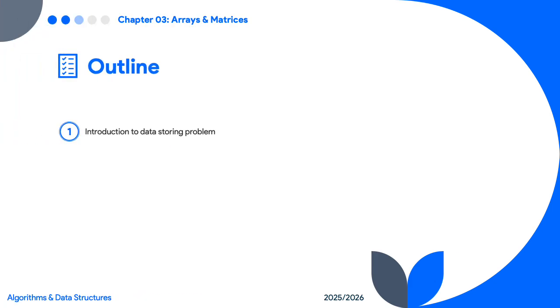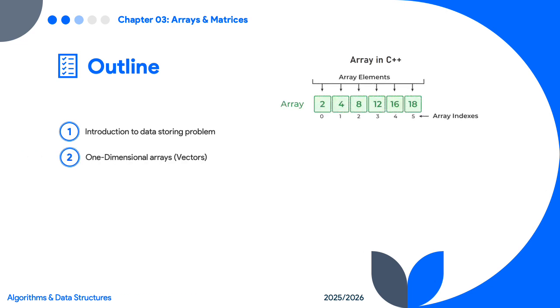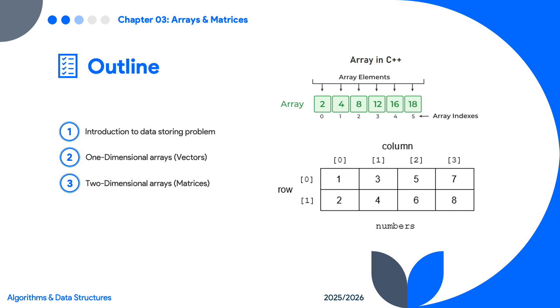As an outline, we start by an introduction to data storing problem, as we will use arrays and matrices to store data. Next, we're gonna present one-dimensional arrays, means vectors, as presented here. And finally, two-dimensional arrays, which are matrices, as presented here. It's the same concept as an array, but with a row and a column.